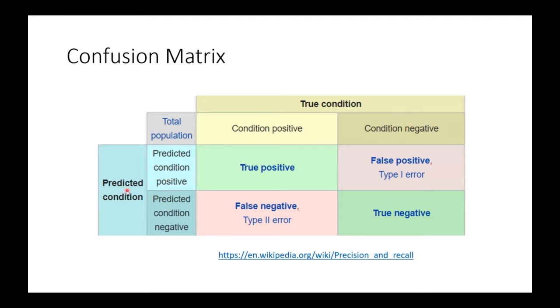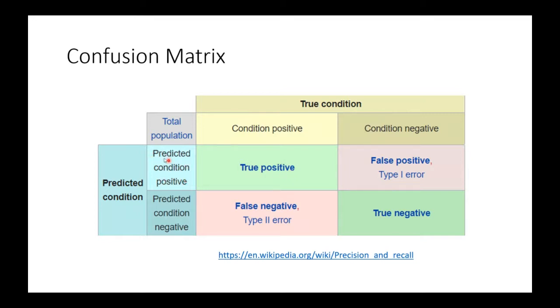And this is the output. This is the predicted condition. This is the output of my system. So given an image, if the system says this image is a dog and it's a correct label, it's called a true positive, right?